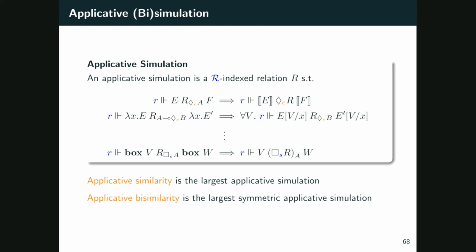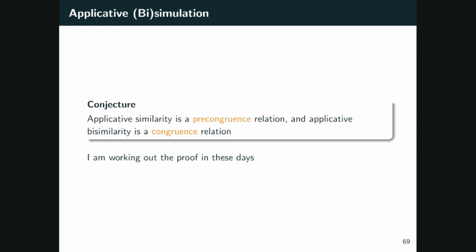Applicative similarity and bisimilarity can be defined as usual, coinductively. And now the main results, well, I do not have a main result. As I said, this is ongoing research. I just have a conjecture that this way what we obtain are congruence and precongruence relations. And I'm working out proofs these days.